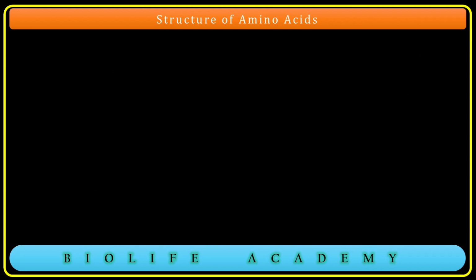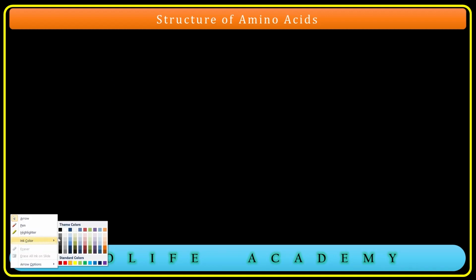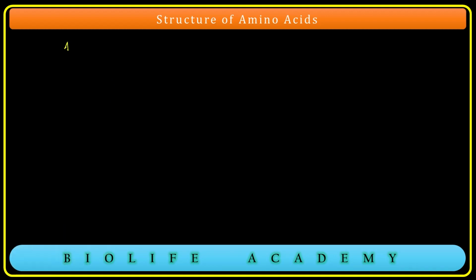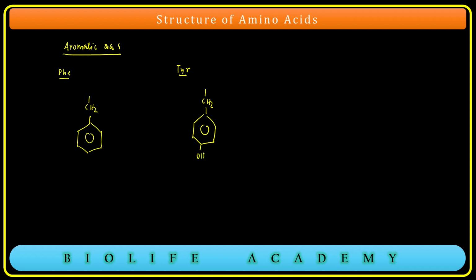Now at last we will come to the aromatic amino acids. First, phenylalanine. We can see a group like this, CH2 and a benzene ring. In tyrosine, we will draw it like phenylalanine and attach an OH group at this end. That's tyrosine. And the last one is tryptophan.